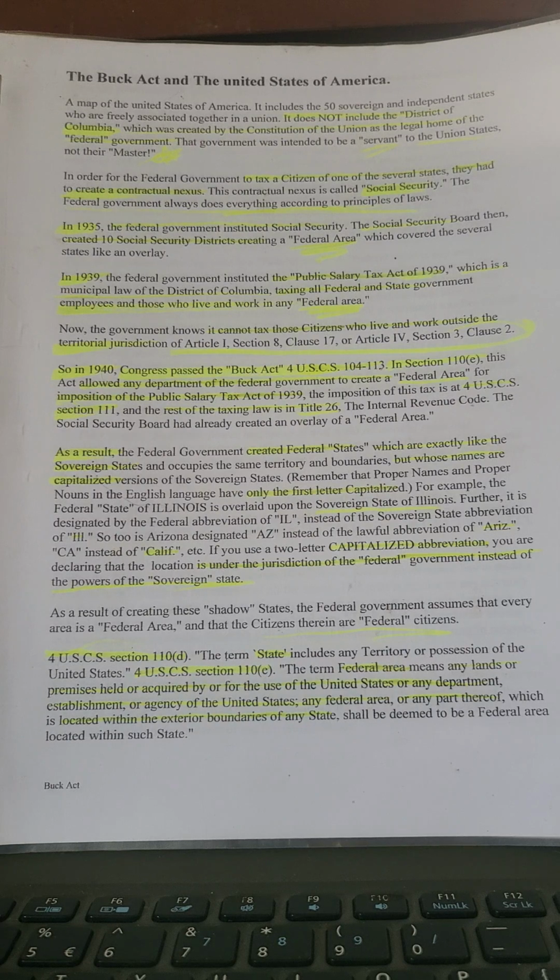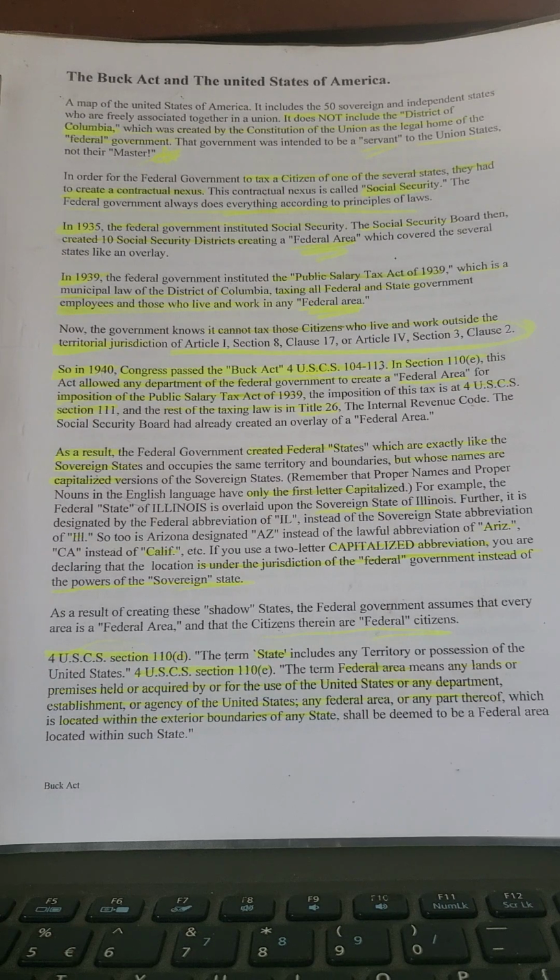In order for the federal government to tax a citizen of one of the several states, they had to create a contractual nexus. This contractual nexus is called Social Security. And the federal government always does everything according to principles of law. In 1935, the federal government instituted Social Security. The Social Security Board then created 10 Social Security districts, creating a federal area which covered the several states like an overlay.